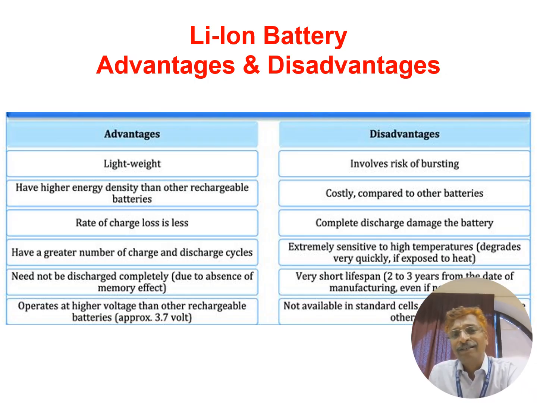However, it has some disadvantages correspondingly, like the risk of bursting. If you are overcharging, there is a possibility of bursting, and it is costly when compared to a primary cell. Complete discharge damages the battery life, and it is extremely sensitive to high temperature. It degrades very quickly if exposed to heat, and has a very short lifespan, 2 to 3 years from the date of manufacturing, even if it is not used in regular use. Okay, so these are all the advantages and disadvantages.